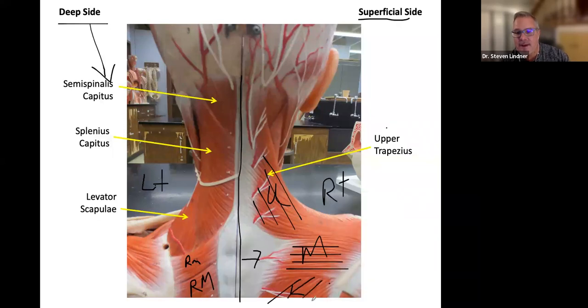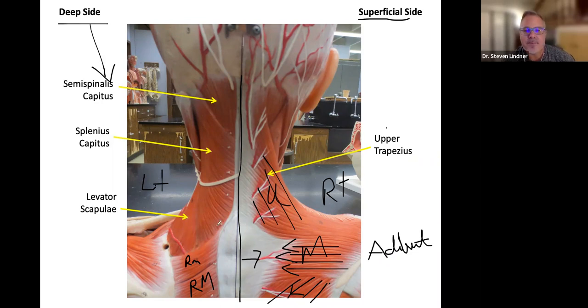And the direction of the fibers is going to dictate how it's going to move the scapula. So the upper traps will elevate the scapula. The lower traps will depress the scapula. And the middle traps will adduct the scapula. Will move the scapula to the midline, which is adduction. So it will adduct the scapula. Okay, so on the right side, it's superficial.